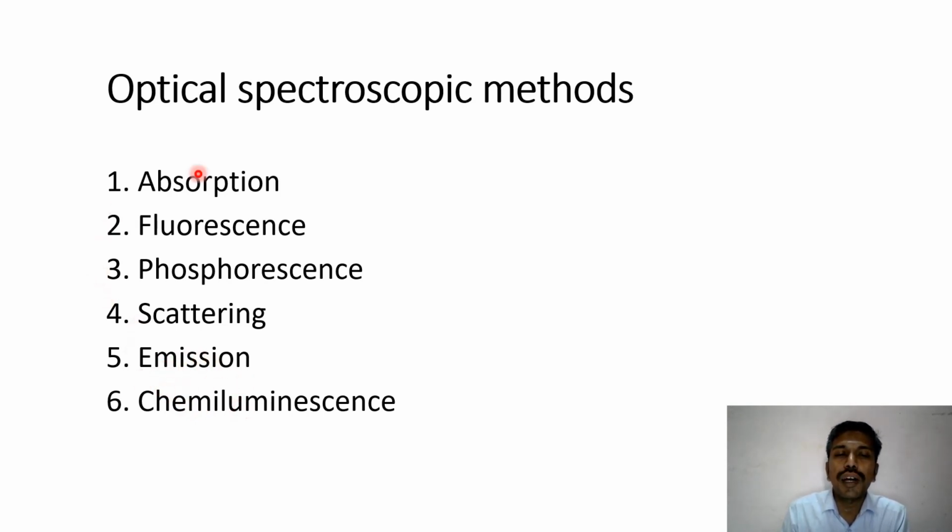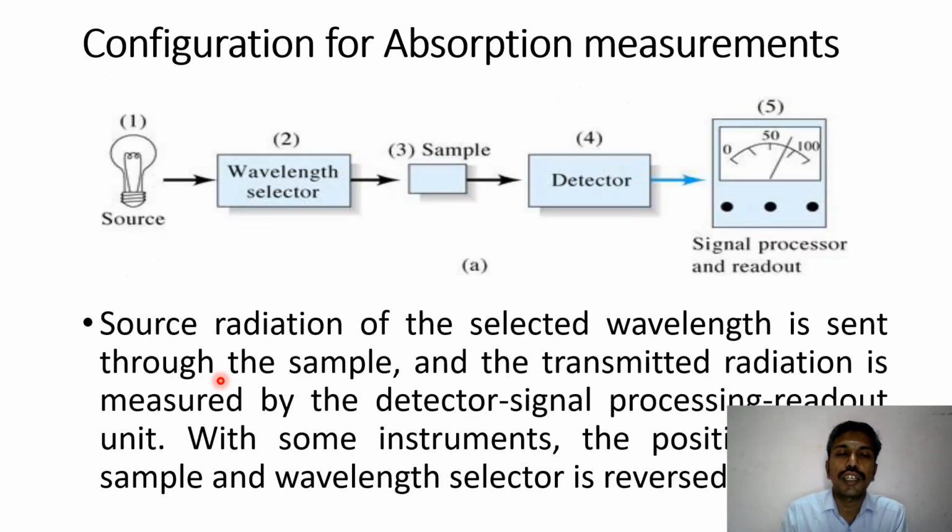So depending upon the scope of these methods, the arrangement of the components of the instruments may change. For example, absorption is the normal method. You have a light source. From the light source you have to select a particular wavelength. That particular wavelength light signal will be selected from the light source. Then it will be passed through the sample.